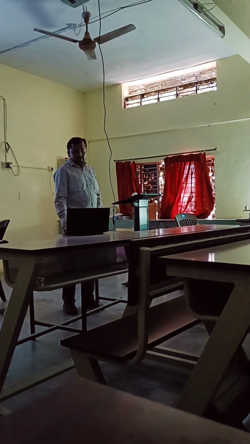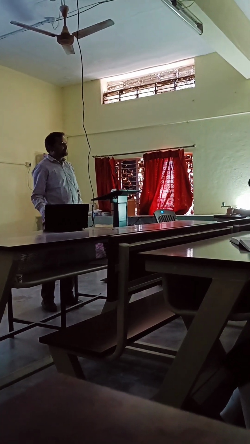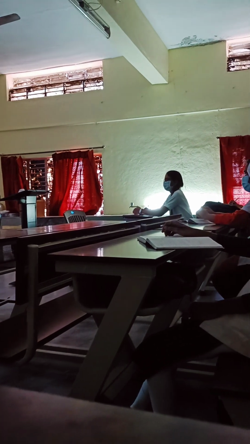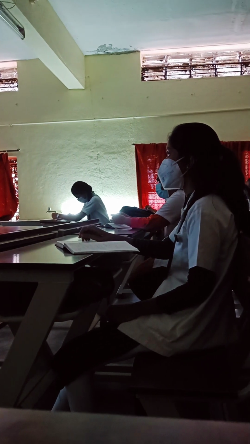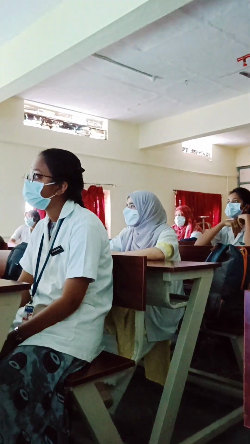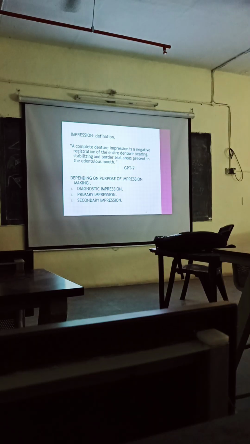In detail about the primary impression: what are the steps in complete denture? What step do you do first? Making the primary impression. Next is the clinical step: secondary impression. Next, jaw relation. Next, try-in. Next, complete denture delivery.